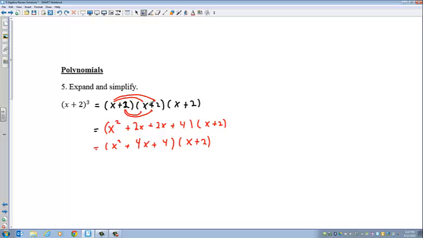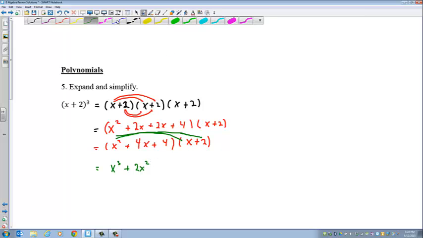Now what's nice about the procedure we just did, when we distribute the x through here and distribute the 2 through here, is we can do it exactly the same way on this problem. So what we'll do is distribute the x squared through, so x squared times this, and x squared times that. So what you're going to get is x cubed plus 2x squared.